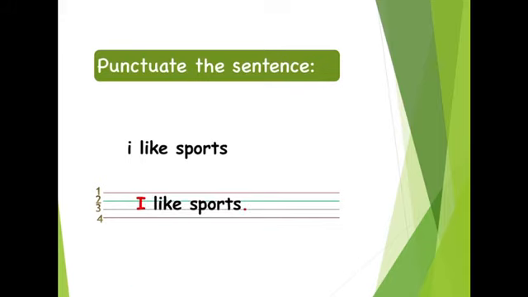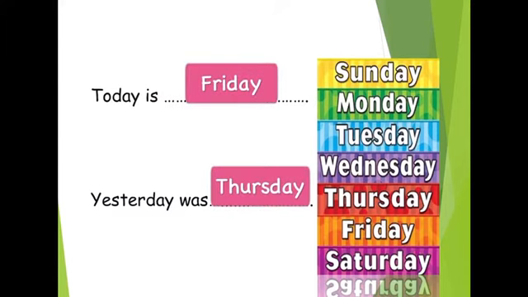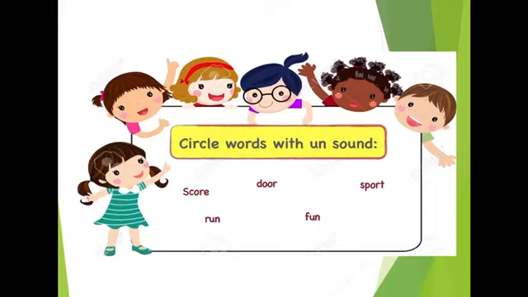I like sports, okay? Now, Shabab, today is, yesterday was. It's easy. Today is Friday. Yesterday was Thursday, okay? Now we have days of the week: Sunday, Monday, Tuesday, Wednesday, Thursday, Friday, Saturday. Okay, we have to revise it. Okay, circle words with or sound. Here, Shabab. Score, door, sport, run, fun.